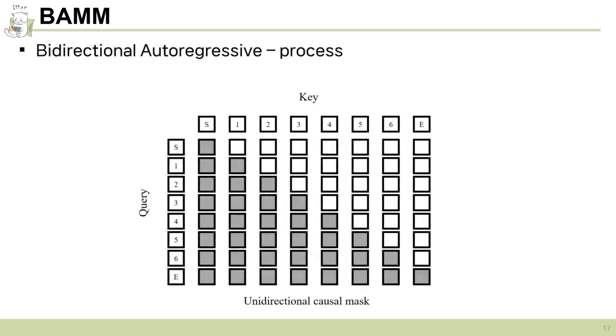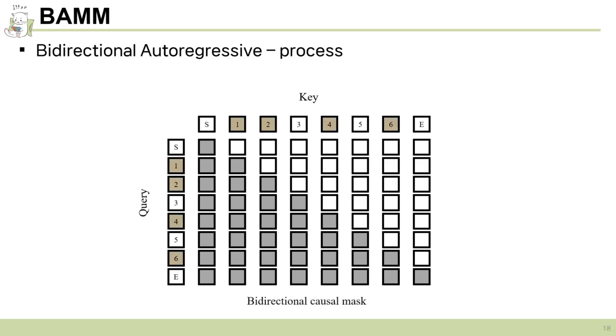The next few slides explain the bidirectional causal mask in detail. The generation starts with a unidirectional causal mask, where the model processes tokens in a left to right sequence. This is similar to traditional autoregressive models. The black areas indicate what the model can see or attend to at each step. The white areas, on the other hand, represent parts of the sequence that the model cannot see.